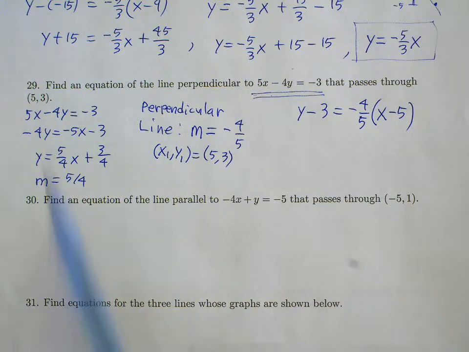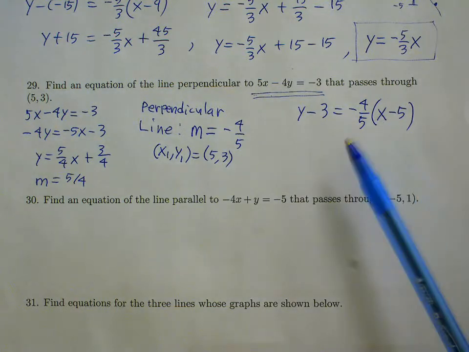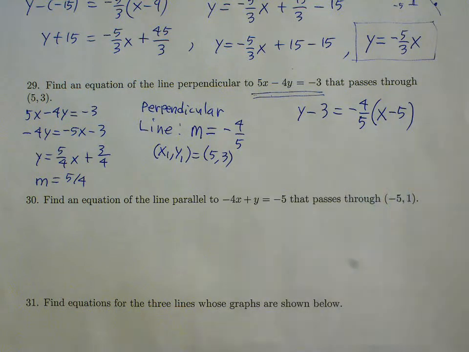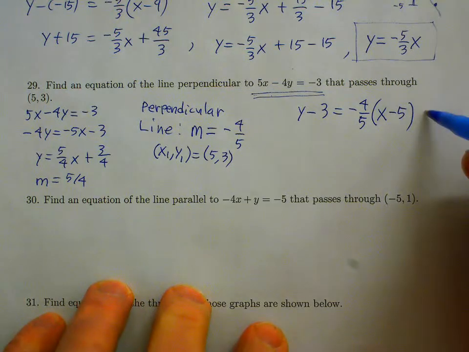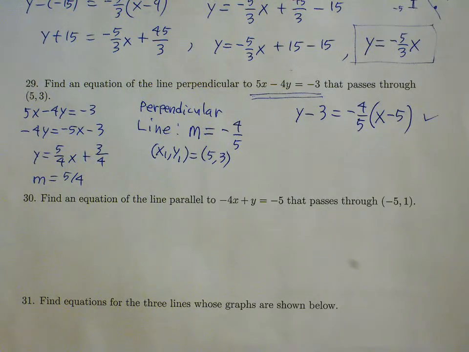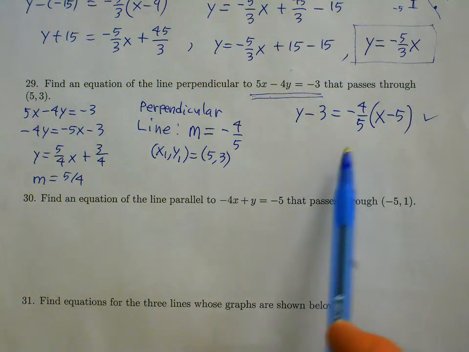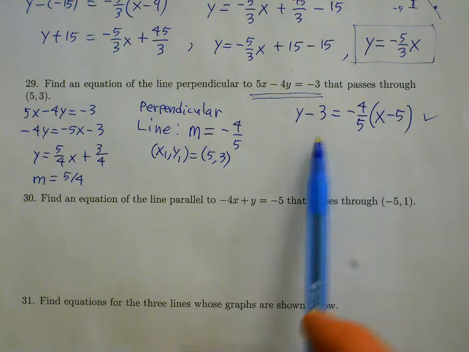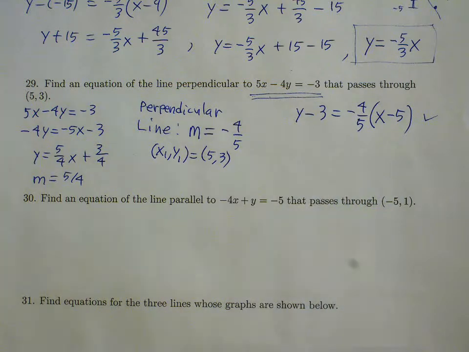Okay, the directions don't say what form the equation should be in. So this is a satisfactory answer if you want to leave it in point slope form. Just read the directions, and if it asks for slope intercept form, then there's a couple of steps left when solving for y.